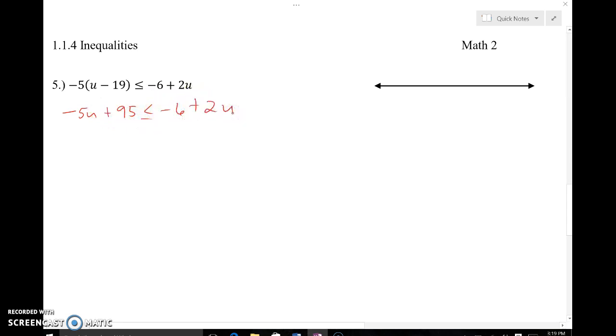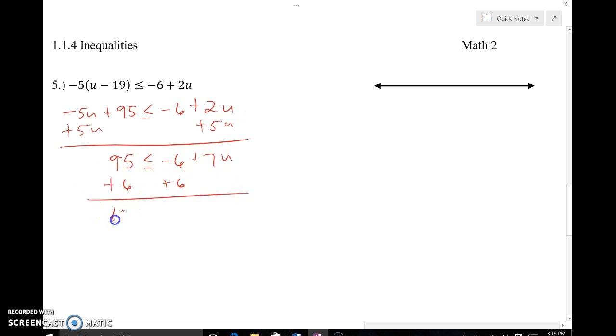Now I am going to go ahead and add 5u to both sides to try to keep my u's positive. 95 is less than or equal to negative 6 plus 7u. All right, and then I'm going to add 6 to try to isolate the variable. So I've got 101 is less than or equal to 7u. And then finally divide everything by 7.